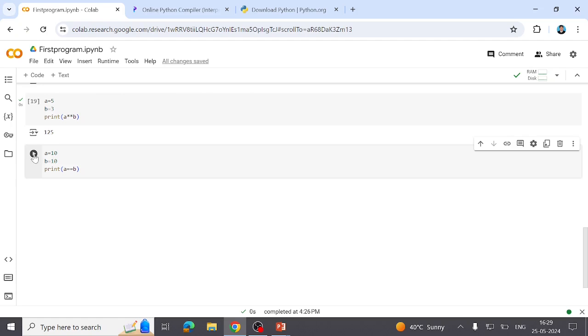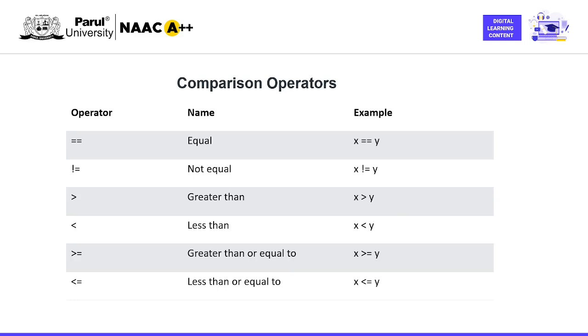Then what will be the result? You can see true, because the value of a is 10 and the value of b is 10. Suppose I change the value of b to 20 and now I check, you can see the result is false because both the operands a and b, the left hand side of the operator and right hand side of the operator, are not equal. So we can say these are the equality operators. That's why it is known as equal.